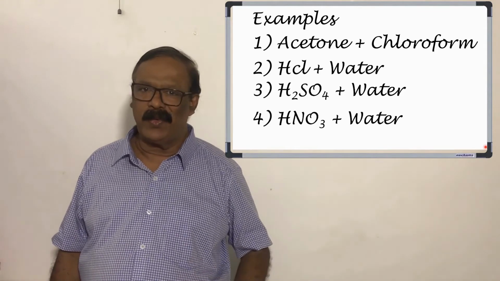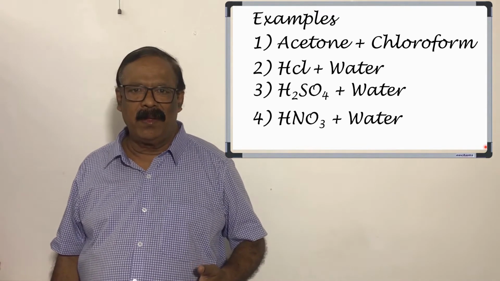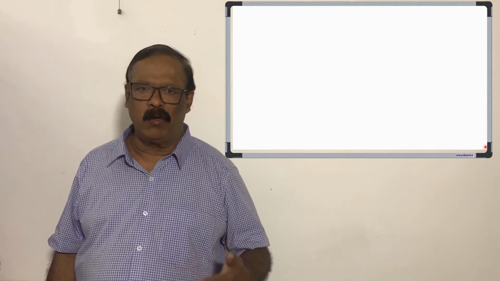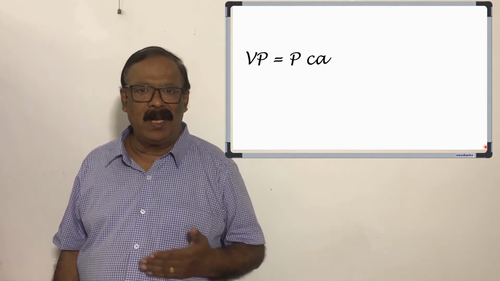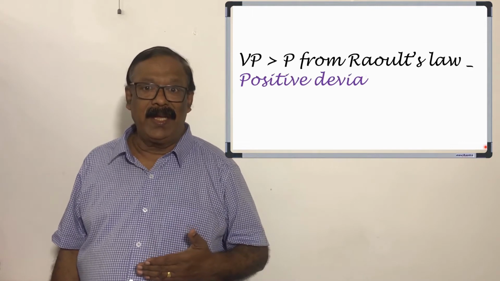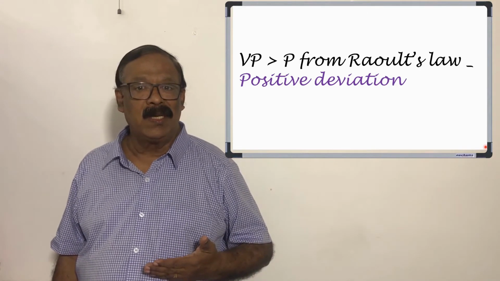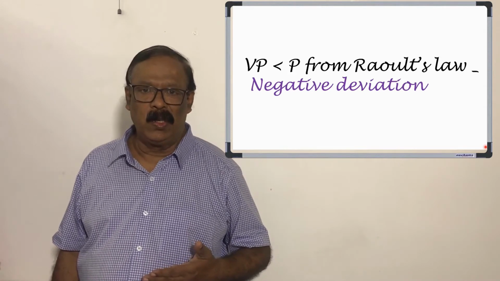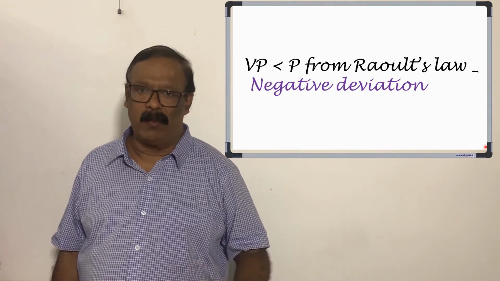Now, there are two different types of solutions, ideal solutions and non-ideal solutions. During problem solving, first calculate the total vapor pressure of the solution using Raoult's law and compare the value with the experimentally obtained value. If both are equal, solution will be ideal. If they are not equal, solution will be non-ideal. If the experimentally obtained value is greater than that obtained from Raoult's law, then the solution shows positive deviation. If the experimentally obtained value is less than that obtained from Raoult's law, the solution shows negative deviation. So this concept will be understood better when we solve a problem.